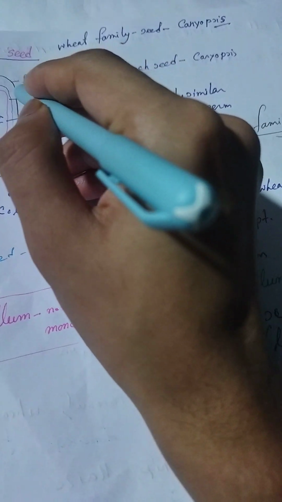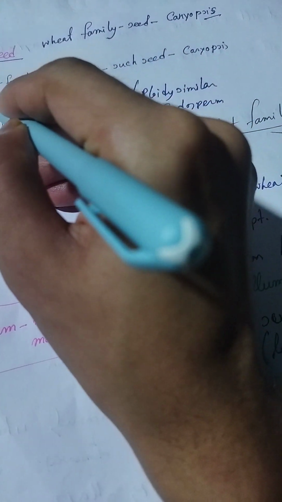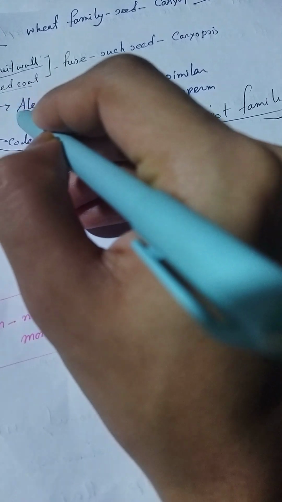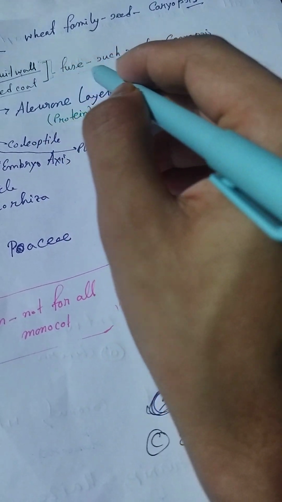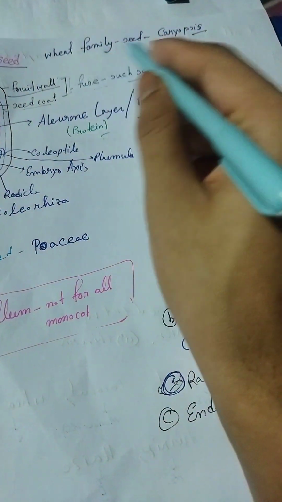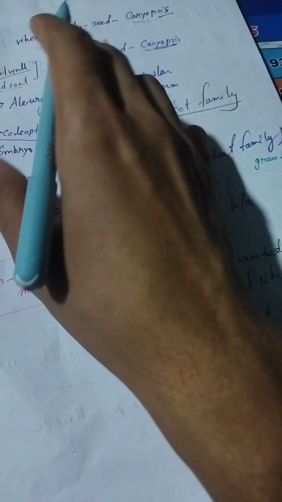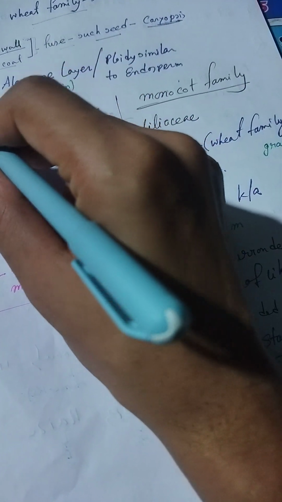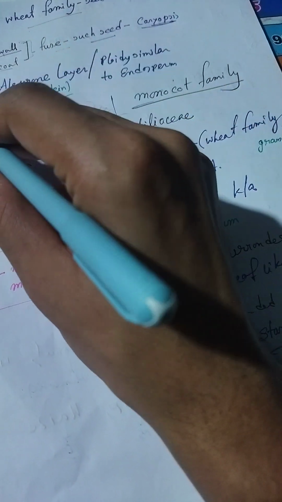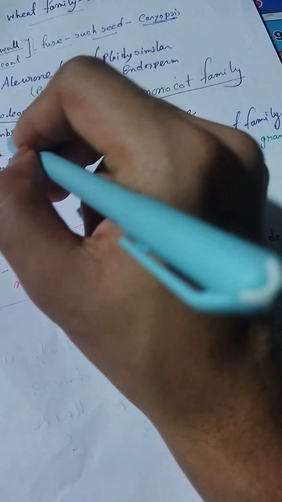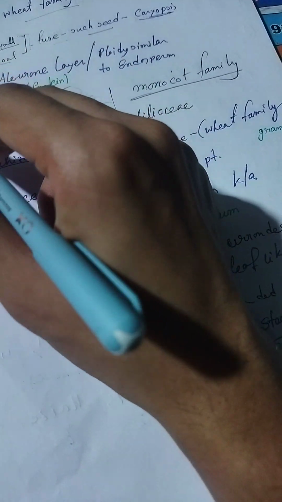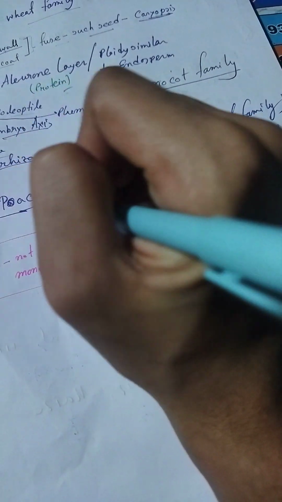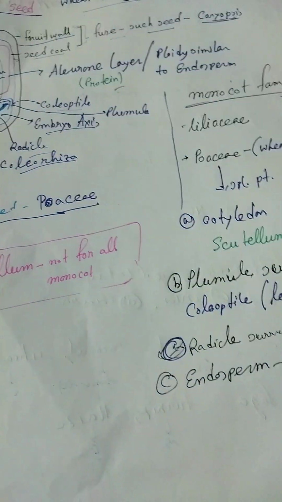In structure, this is the fruit wall. This is the seed coat. It is endosperm. The fruit wall and seed coat are fused. Such a seed is called caryopsis. Caryopsis is of the wheat family. This is the coleoptile. That is the plumule. This is the embryo axis. That is the radicle and this is the coleorhiza. That is the cotyledon, as in maize, Poaceae.